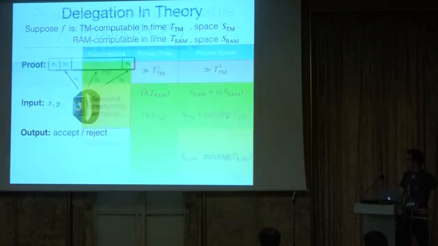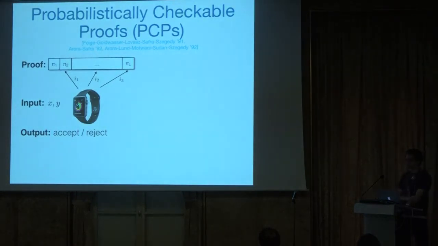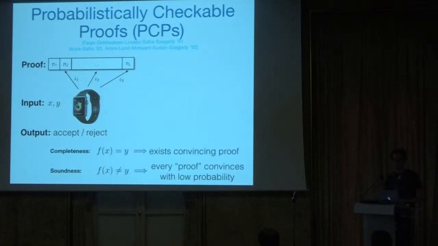The main tool in our construction is probabilistically checkable proofs. Many of you are probably familiar with these, but let me just remind you what they are. Probabilistically checkable proofs, or PCPs for short, are a way to write down a proof that can be verified by looking at just a small number of random locations in the proof. So they're checkable very, very efficiently. PCPs have analogous completeness and soundness requirements. If they're in reference to a true statement, that f of x equals y, then there should be a convincing proof, and if not, then every proof should be rejected with high probability.